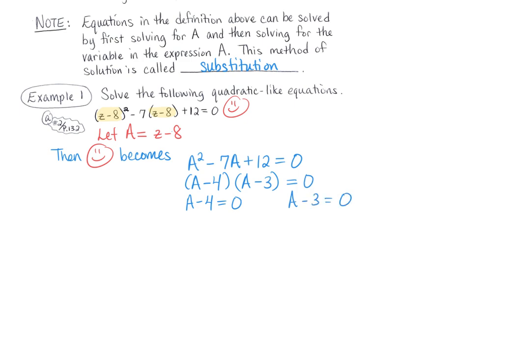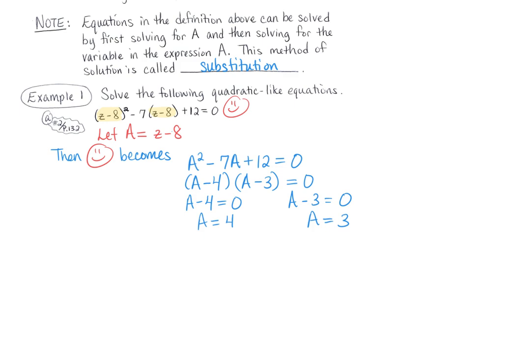If a minus 4 is equal to 0, that means a equals what? Yes. And the other means a equals? Yes. But what's our goal, to solve for a? No. What's our goal to solve for? Z, right? So then you have to go back in and substitute.